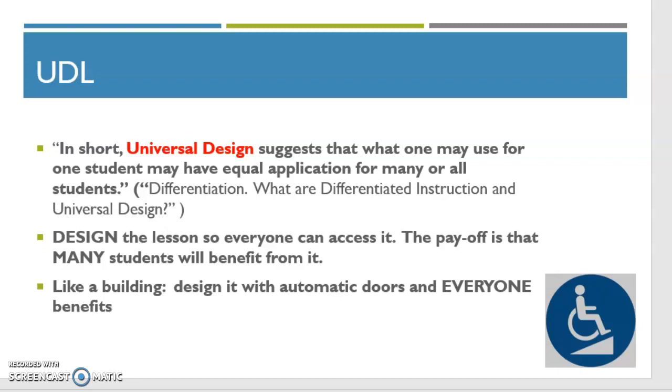This is a summary about what universal design for learning is. Remember, the goal here is not to make an accommodation when you find out someone has a learning challenge or a learning disability. The goal is to design things so that people don't have to ask for help or don't have to ask for an accommodation.